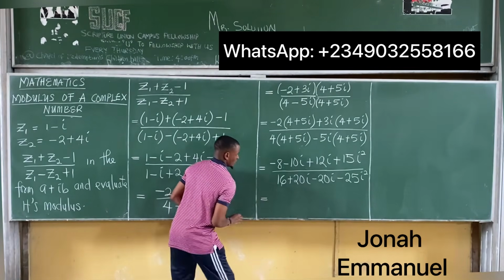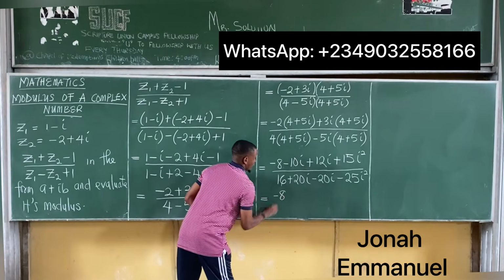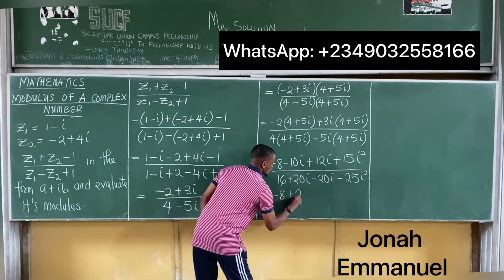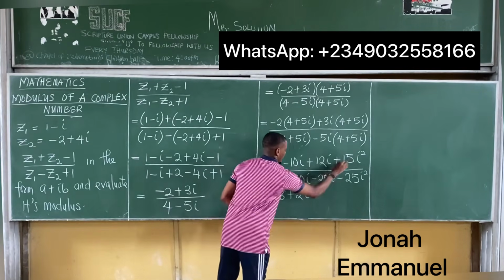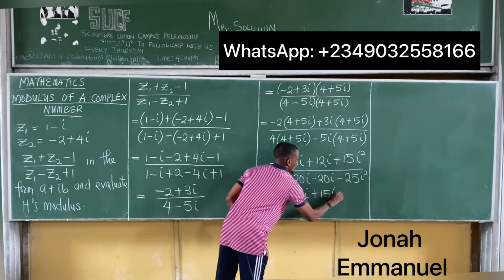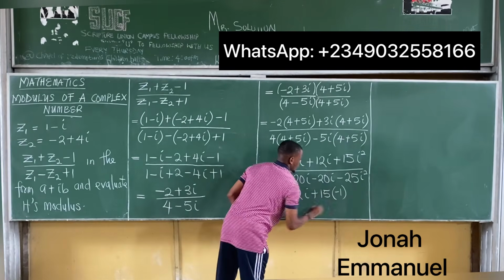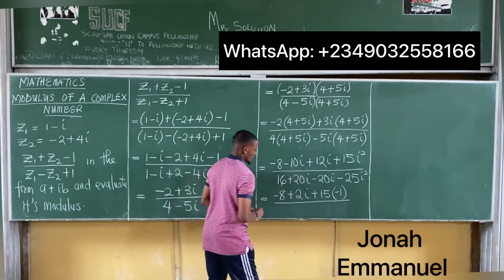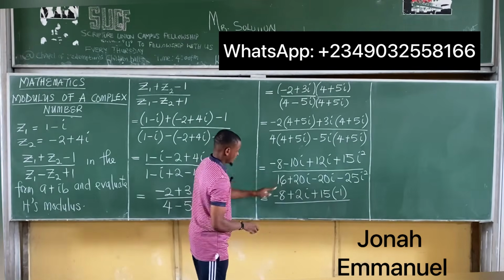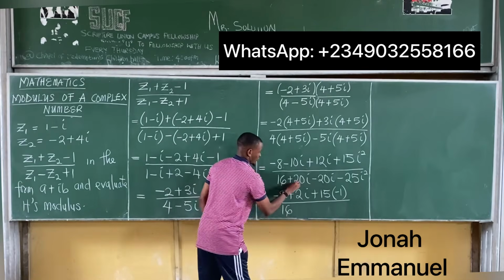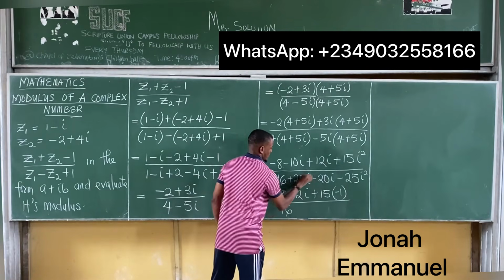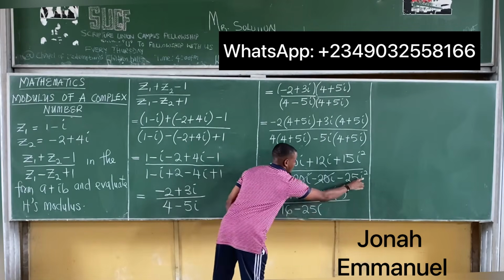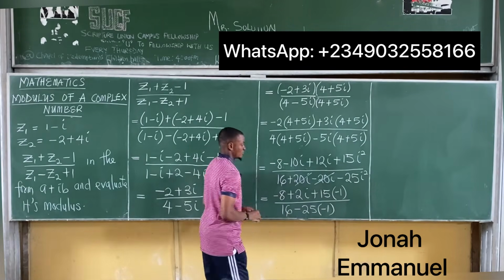This is equal to, I have here minus 8, minus 10 plus 12 is plus 2i, plus 15 into i squared. We said the value of i squared is minus 1. All over, this is 16, plus 20 minus 20. They will cancel each other. So I'm left with minus 25 i squared, and we said i squared is minus 1.